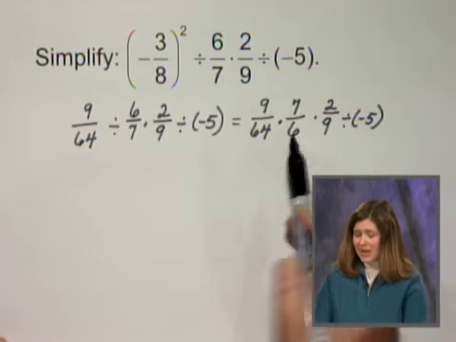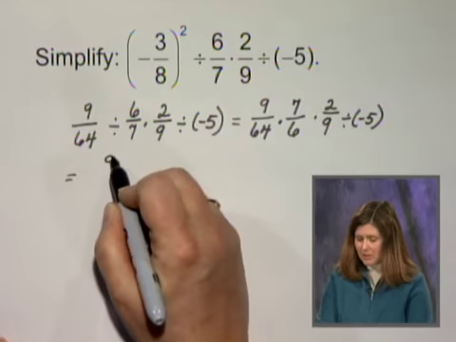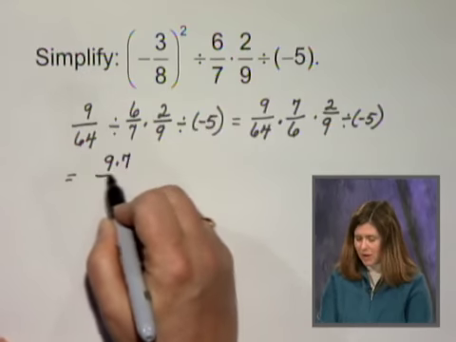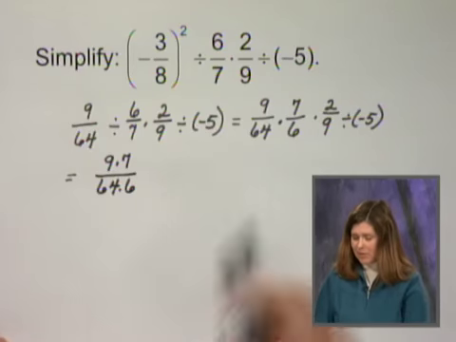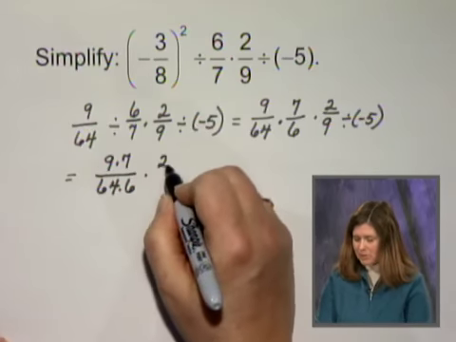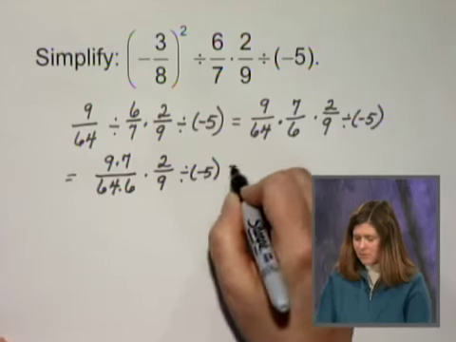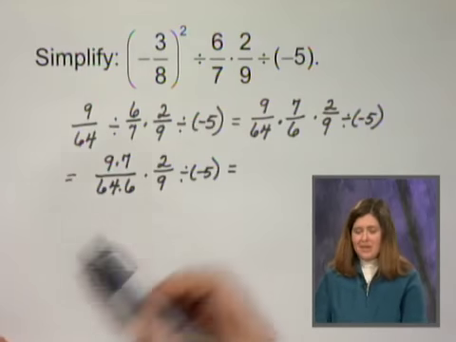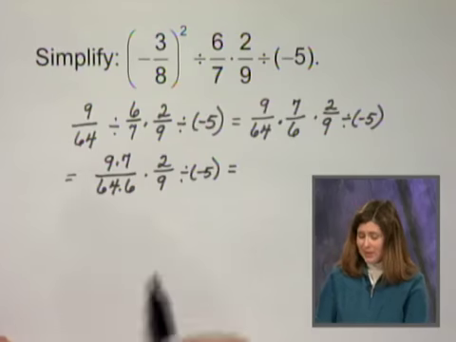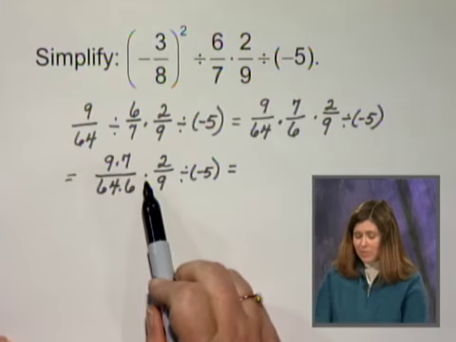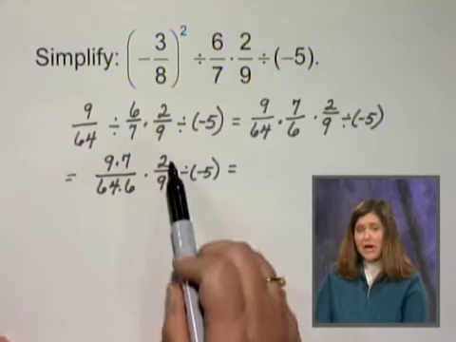This is now a multiplication, so I multiply 9 times 7 in the numerator, 64 times 6 in the denominator, and copy the rest of my expression. I'm not going to multiply these out in case later on I can simplify. I'll leave it factored. Now I carry out the next multiplication, and that is this first fraction times 2/9.